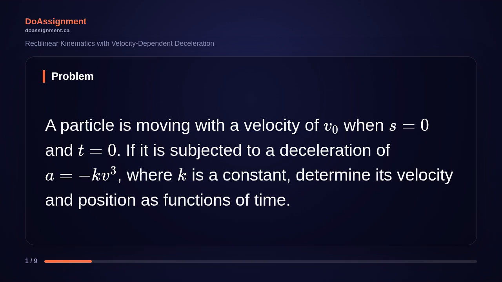A particle is moving with a velocity of v-naught when s equals 0 and t equals 0. If it is subjected to a deceleration of a equals negative k times v cubed, where k is a constant, determine its velocity and position as functions of time. Now let us work through the solution step by step.